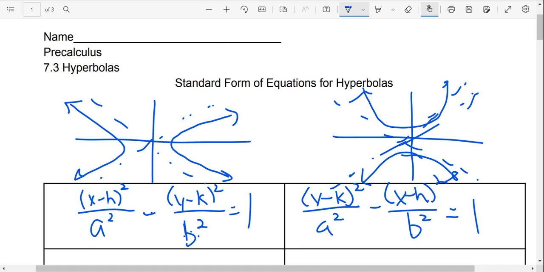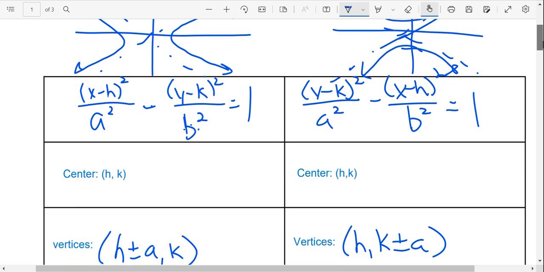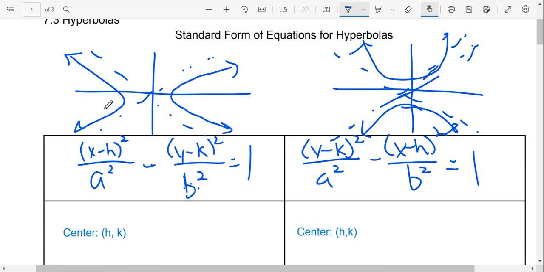All right, so once again, just like the other previous sections, we're going to start with the chart. Okay, let's roll through it. So left side here is when two parts of the graph are facing left and right. These are facing up and down. How do you remember that? Well, if y is first, up, down. X is first, left, right.